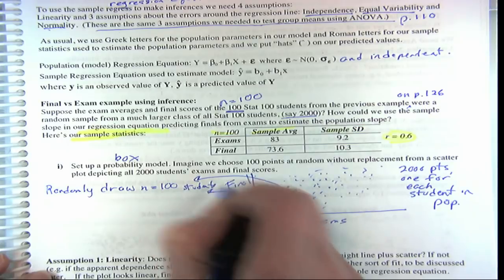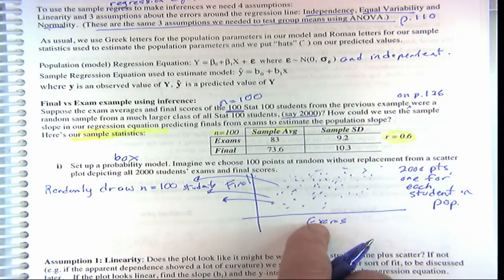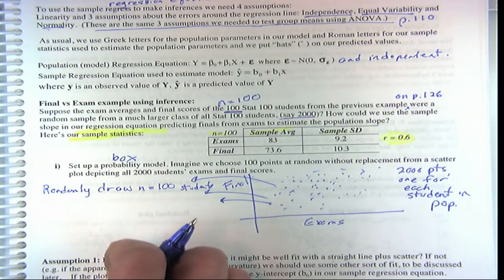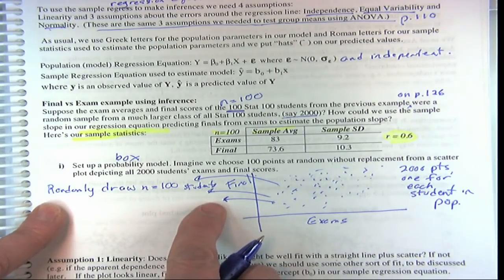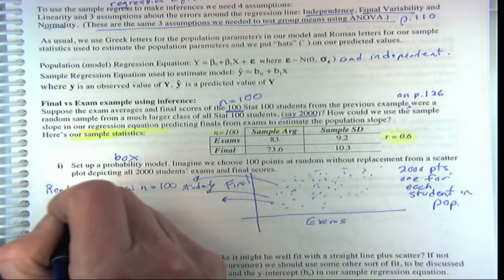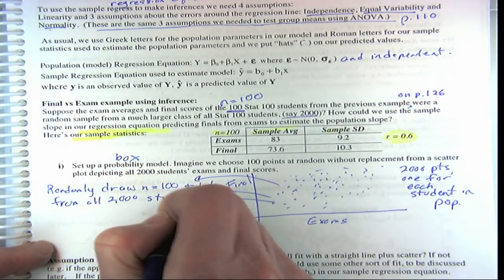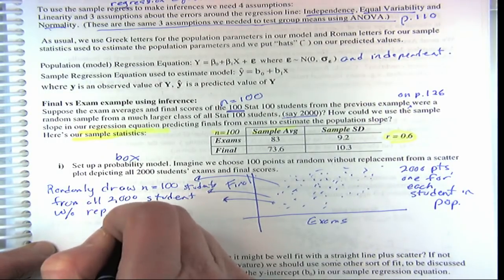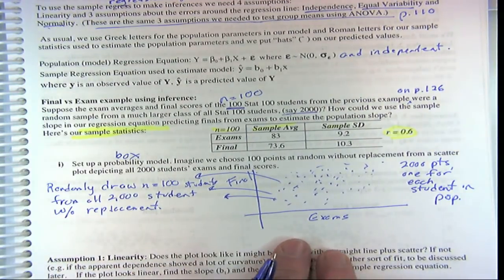Those are the points. For each of you, you're going to have a final exam score and a midterm average, right? You're going to have those two numbers associated with you. So you'd be a point in here with two variables associated with you, okay? And so we randomly draw them from all 2,000 students, without replacement. So that's our model.